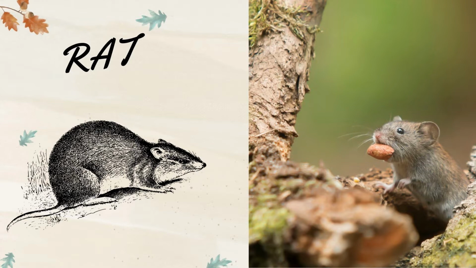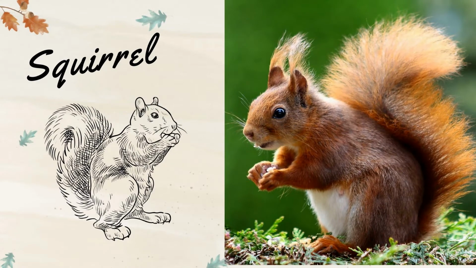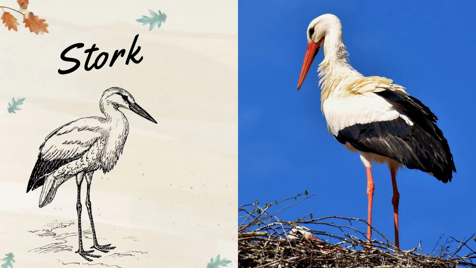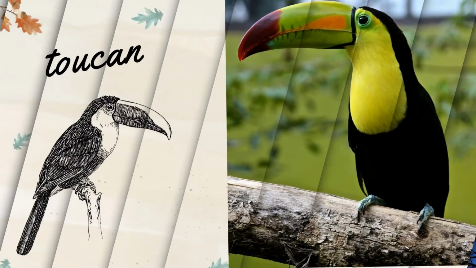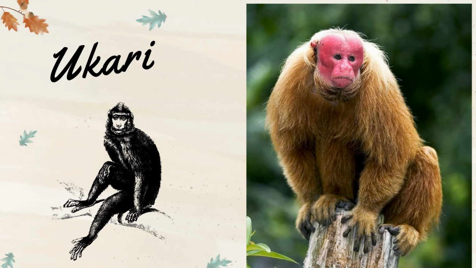Rat. S is for sleuth. Sleuth. Squirrel. Stork. T is for toucan. Toucan. U is for uakari.